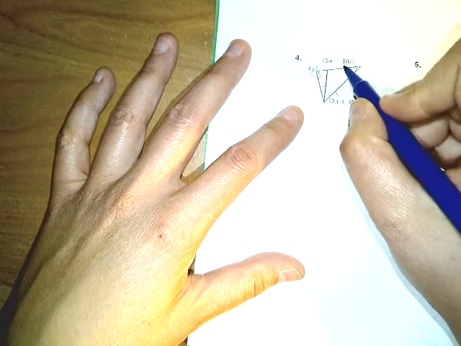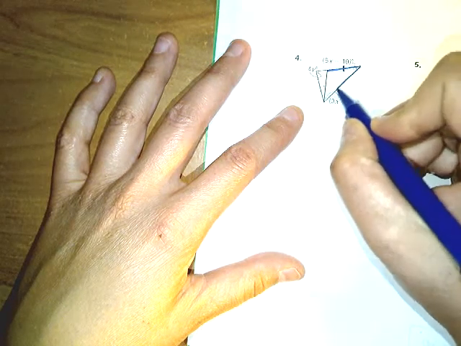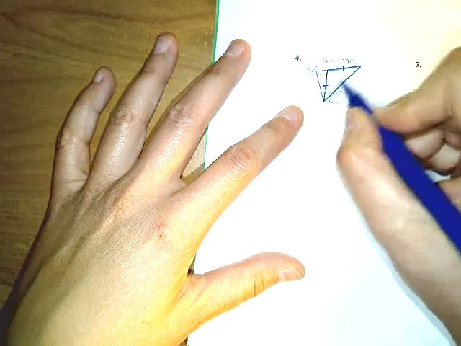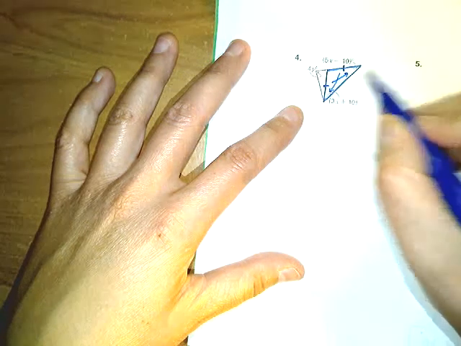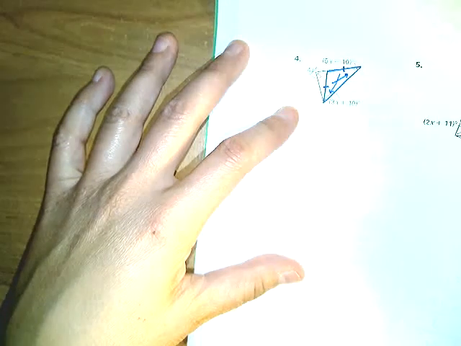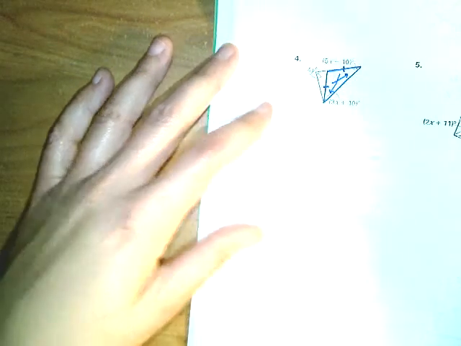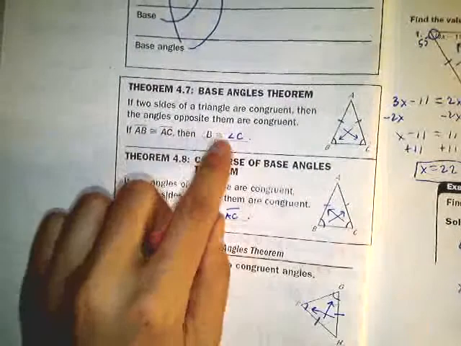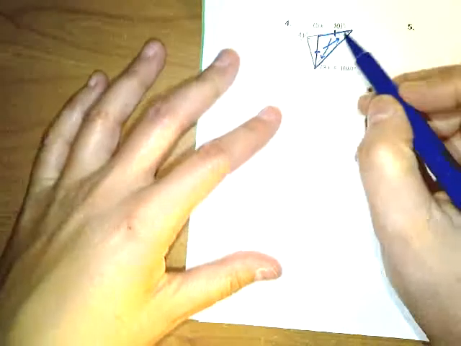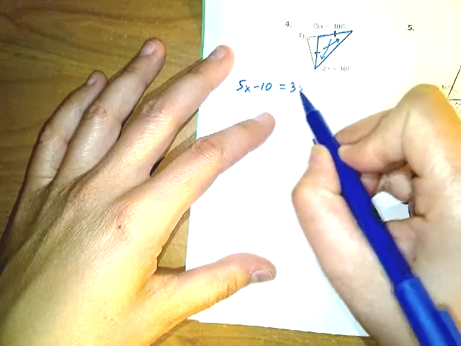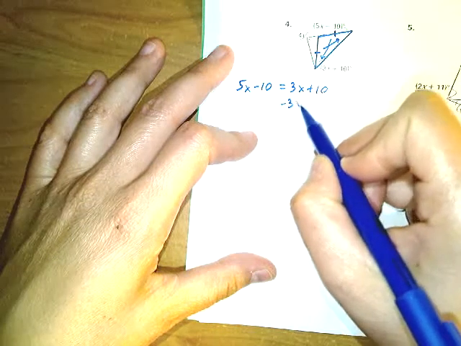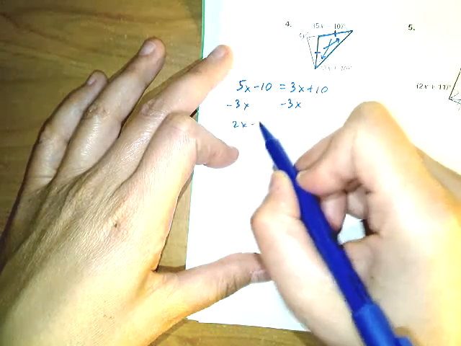Are they equal? Well, on this triangle right here, this side is marked congruent to that side. So that means the angles opposite from those sides would also have to be congruent, right? Based on the isosceles triangle base angles theorem. So yeah, it is true. These two angles are the same. 5x minus 10 is equal to 3x plus 10. So I can find x by solving this out.